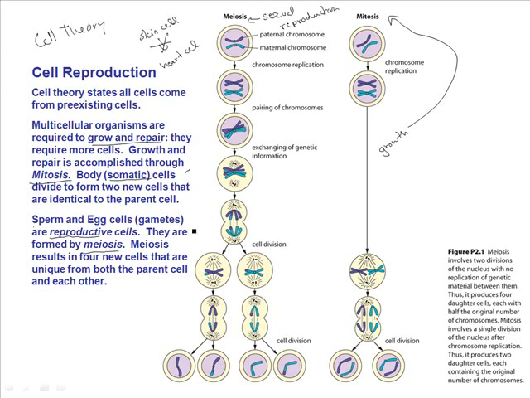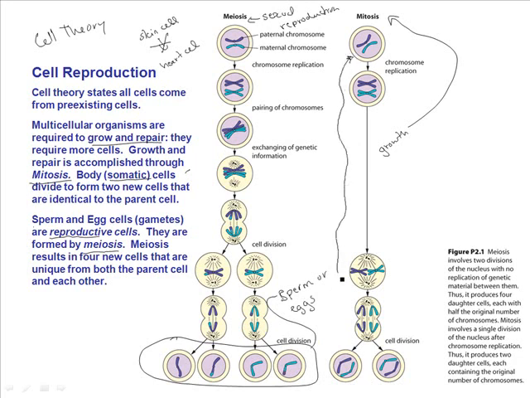Its purpose, at the end, these cells down here, these are going to end up being either sperm or eggs. That's it. That's all that meiosis does. These cells here, if you take a look, and this is the big difference, the mother cell is exactly the same as both daughter cells. When you take a look at meiosis, the parent cell or the mother cell is different from all four of the daughter cells. And these daughter cells are all unique amongst themselves as well. So that's the big difference between meiosis and mitosis.